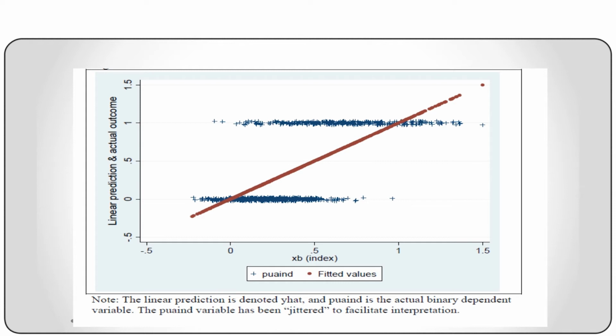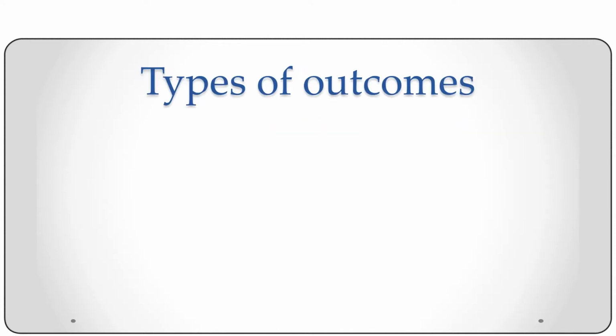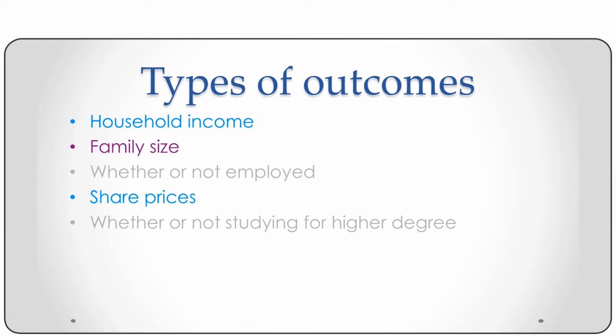To understand this, let us take a step back and consider all kinds of outcomes that arise typically in econometric problems or other applied problems from the viewpoint of a statistician. So on this slide, we see several types of outcomes, which have been color-coded according to type. So household income and share prices, which have been indicated in blue, are the most common types of outcomes which are continuous variables.